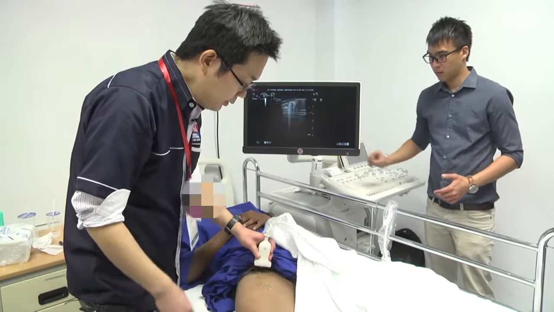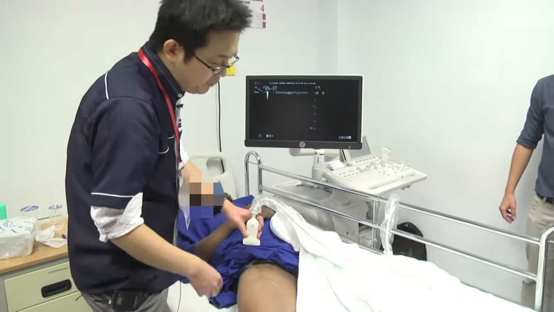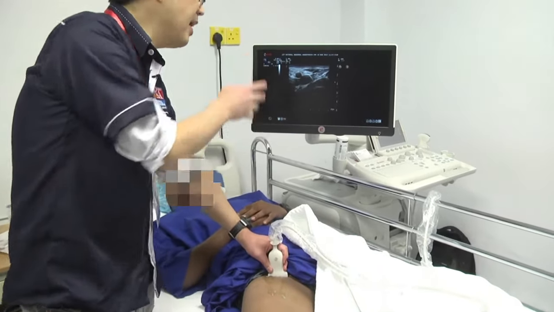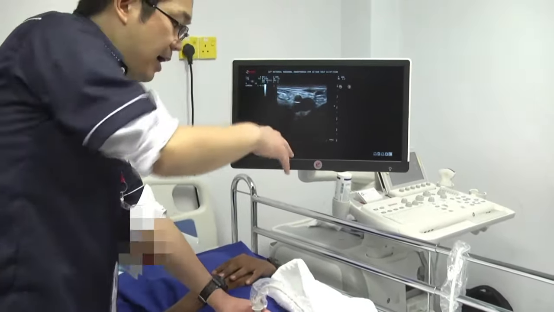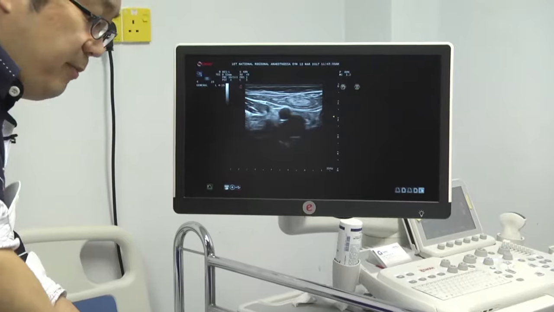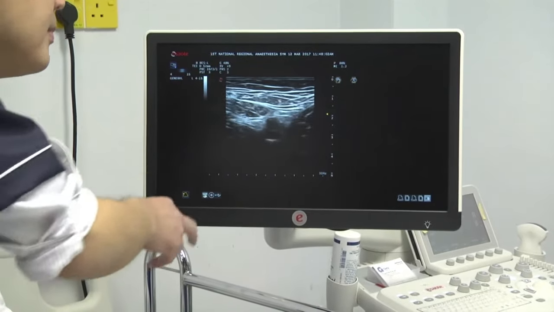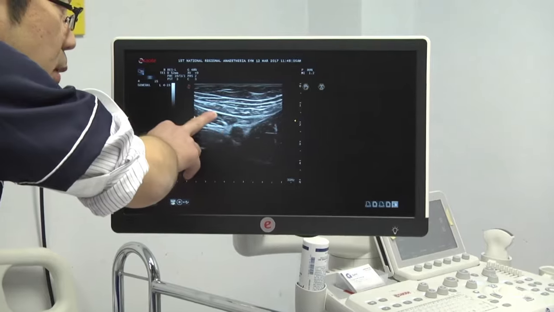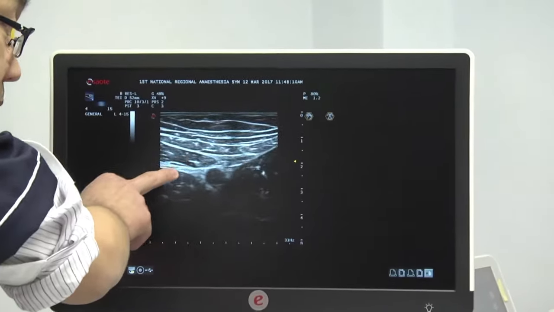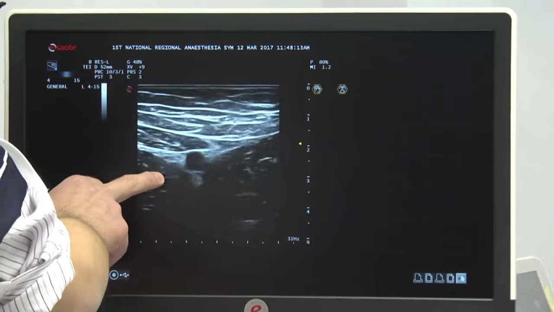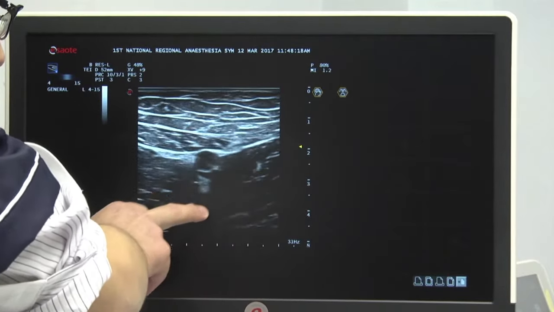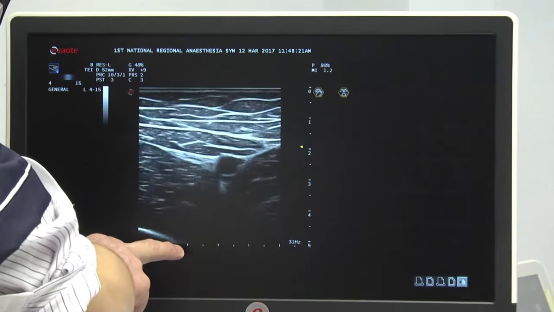So when I perform adductor canal block, I also place the transducer at the inguinal crease first and identify the artery. Then I move the transducer along the femoral artery distally, like this. Then this muscle is the sartorius muscle. The sartorius muscle is coming after moving the transducer distally, like this. This muscle is coming in from lateral to medial, like this.